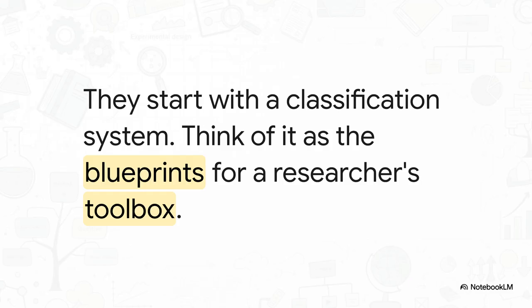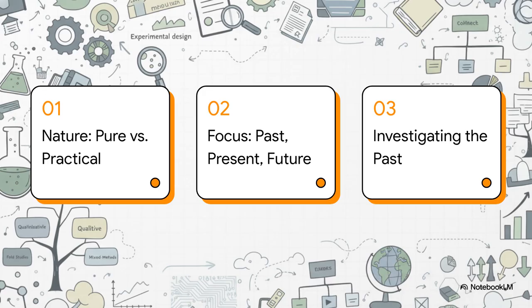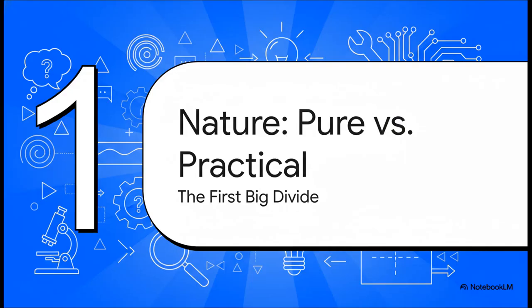And probably the best way to think about this is like having this perfectly organized, amazing toolbox. See, before you can build anything, you've got to know what each tool does and exactly when to use it. This classification system, that's the blueprint for the entire toolbox. Okay, so let's jump right in. Here's our game plan. First, we're going to sort research by its basic nature. Is it pure or is it practical? Then we'll look at its focus in time, which gives us these three major traditions for looking at the past, the present, or the future. And finally, we're going to zoom way in on one of those, the historical method, to really see how it works.